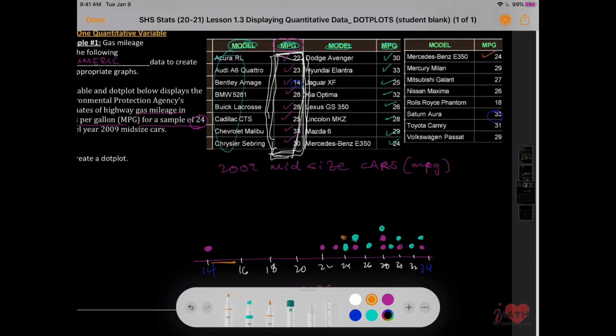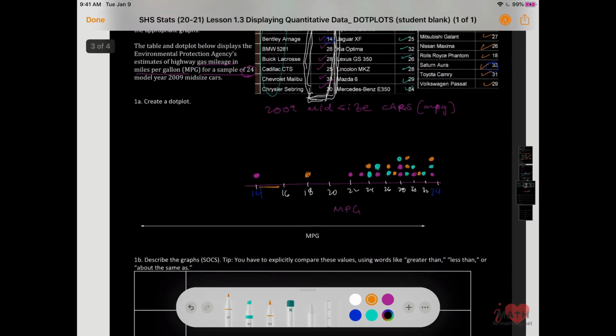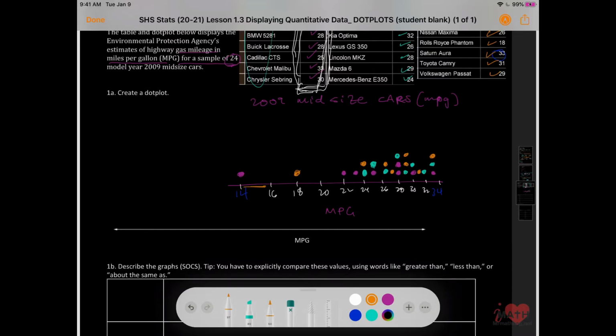24, 29, 27, 26, 18, 33, 31, and 29. All right, so there's my dot plot. And we're going to do that on the next part. And too bad. Oh, silly me. I created all that number line right here so that we can put it on there, but totally fine. Come on, Mr. Ring.